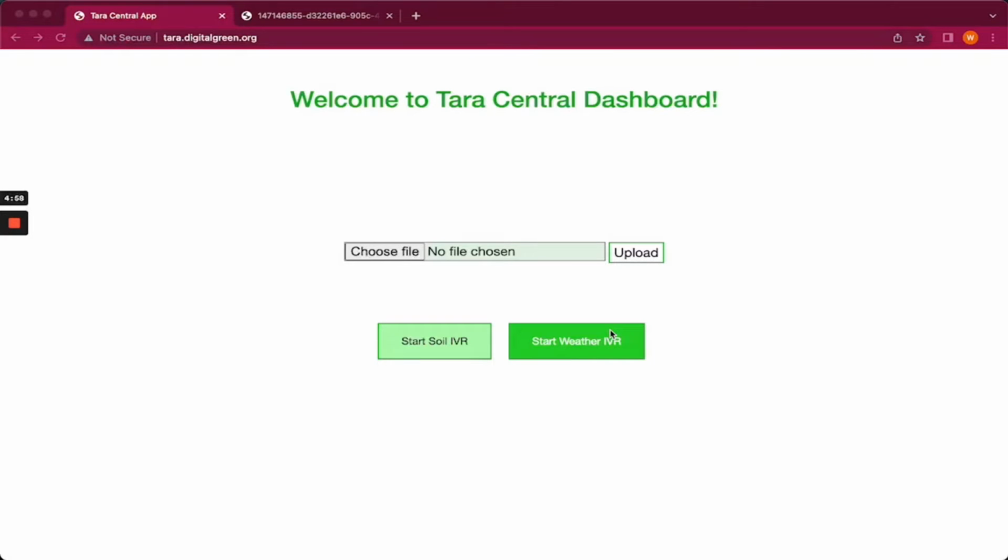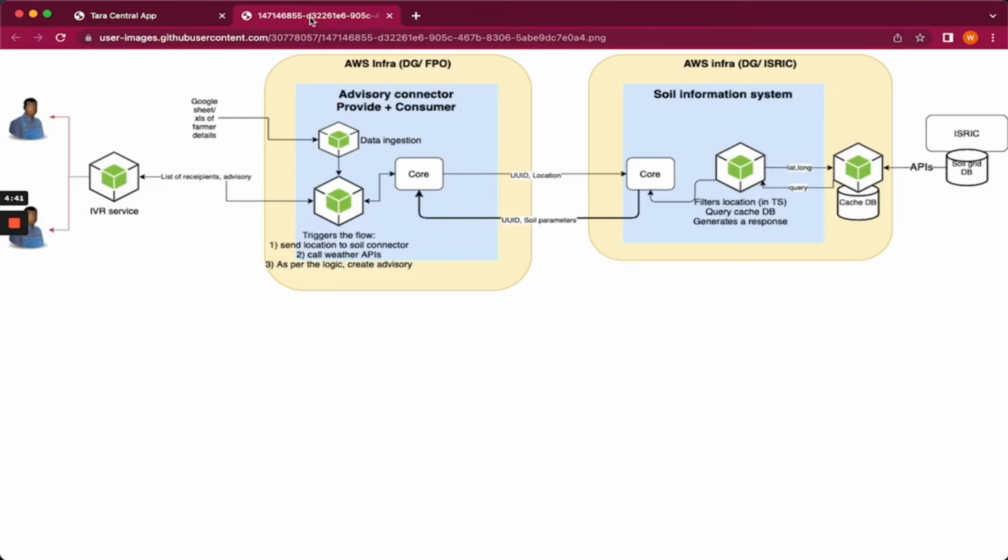Hello everyone. We will be looking into the Tara use case which demonstrates FarmStack's usability. As we all know, FarmStack enables organizations to share data with each other in a secured way. First, let's look into the architecture of the Tara use case. So here we have two organizations. One is an FPO, which is Farmer Producer Group, and we have ISRIC. So FPO wants to provide soil related advisories to farmers. And we have ISRIC, which is a provider, which can provide you with soil parameters based on any given geolocation.